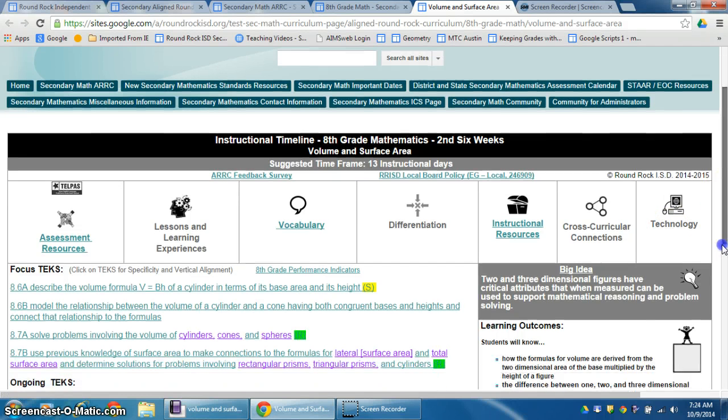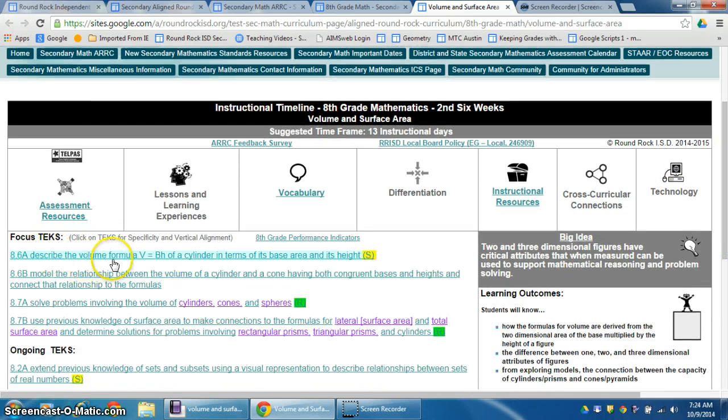Let's look at the TEKs. For this unit, there are four TEKs listed. Two of them are readiness standards, noted by the green R. The other two are supporting standards. We'll look at the readiness TEKs and also identify how the supporting standards can be used in teaching those in conjunction with one another. 8.7A, click on that.